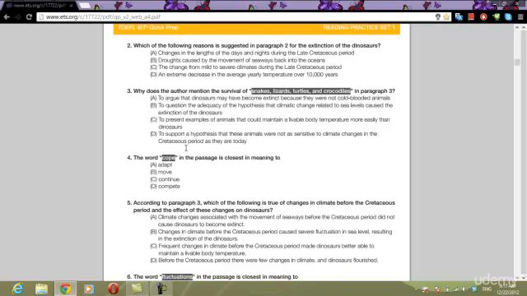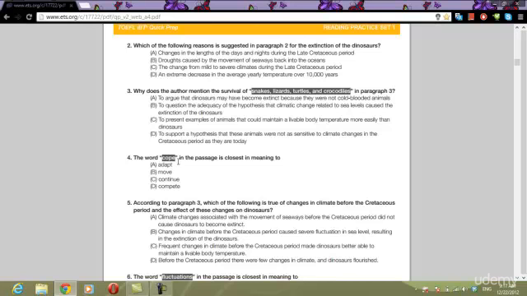Number 4 is a vocabulary question, and we have the word cope. The word cope in the passage is closest in meaning to what? So if you don't know what the word cope means, remember on vocabulary questions, don't look at the answer choices yet. You don't know what it means. You have to go look and see what it means in the context of the sentence.